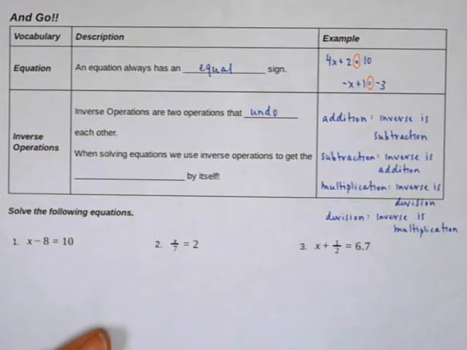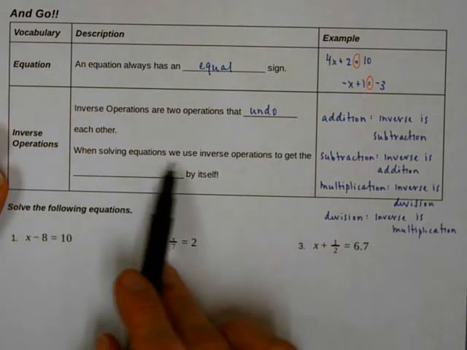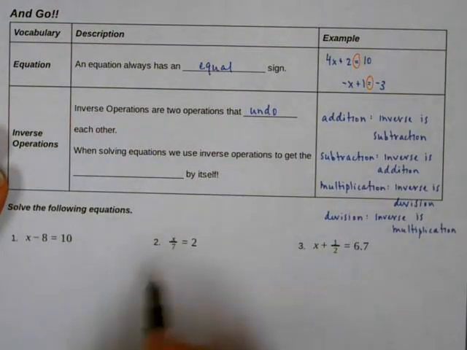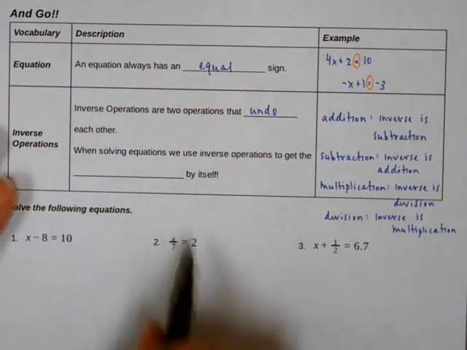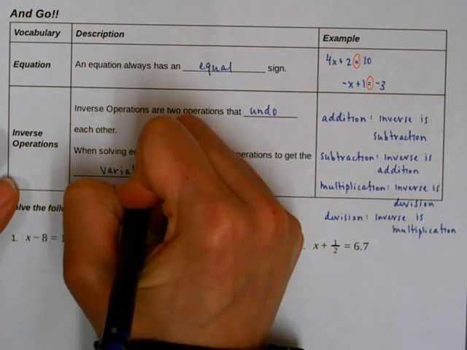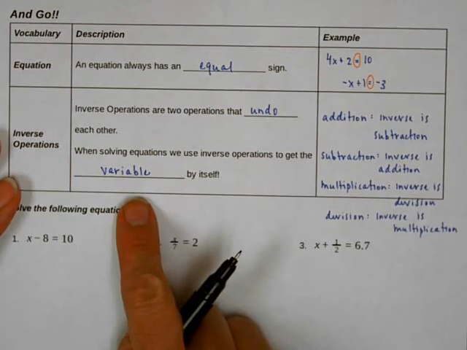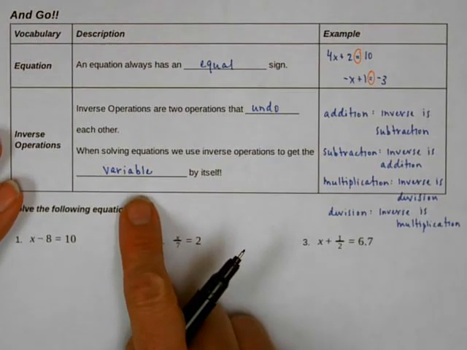Now, the reason that this is important to us is because when solving equations, we're going to use those inverse operations to get the variable by itself. So in other words, we want to undo whatever was done to the variable so we can get it by itself. So let's take a look at a few examples.